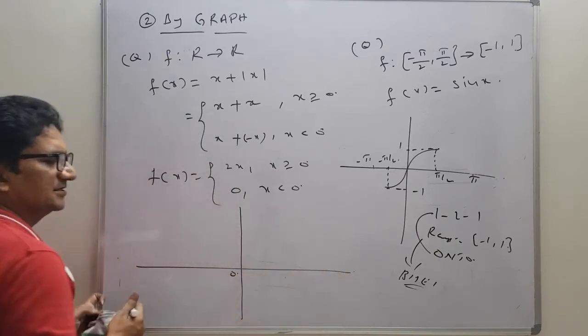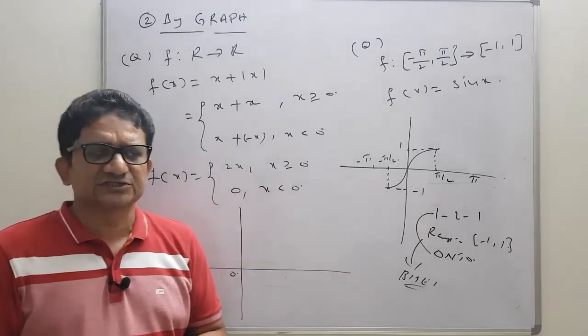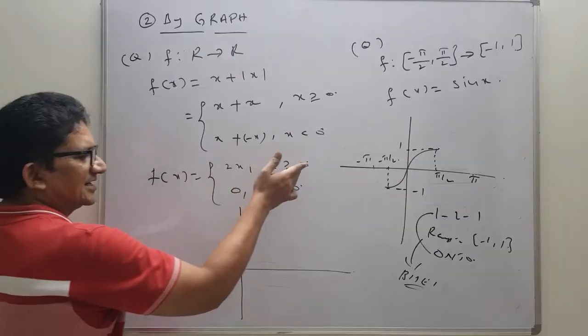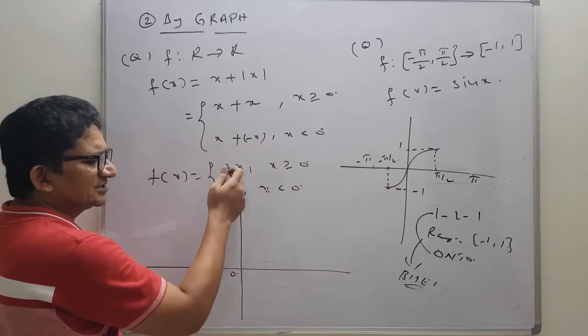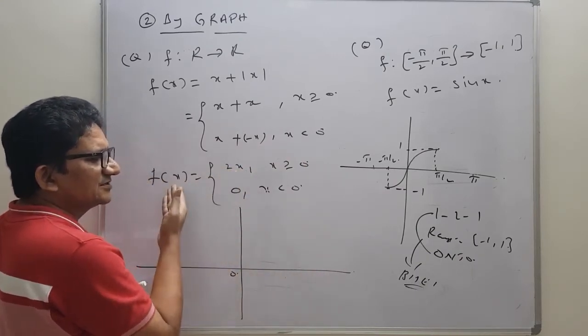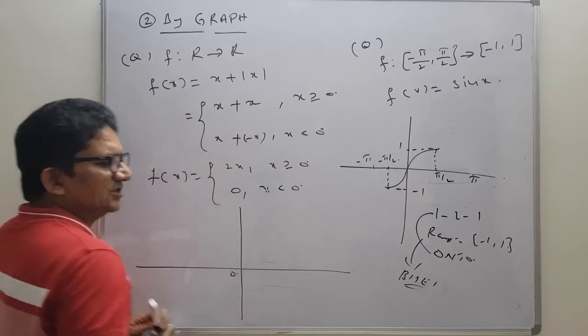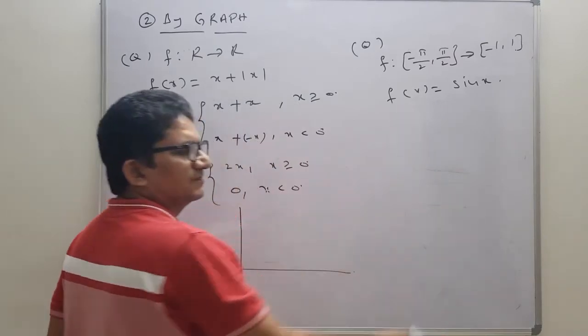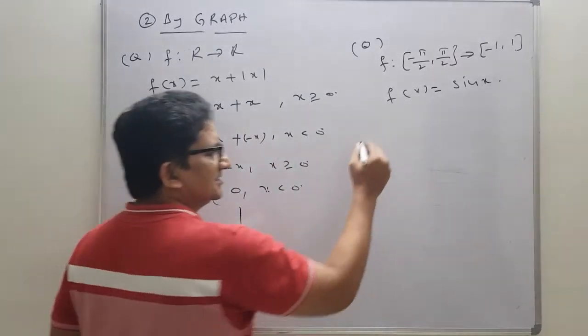We will take origin here. So now we need to check two situations here. The first situation is x greater than 0 and second is x less than 0. For x greater than 0, it is 2x. When x is more than 0, in this direction, f of x means y equals 2x. Students, we know that y equals 2x is a line passing through origin.